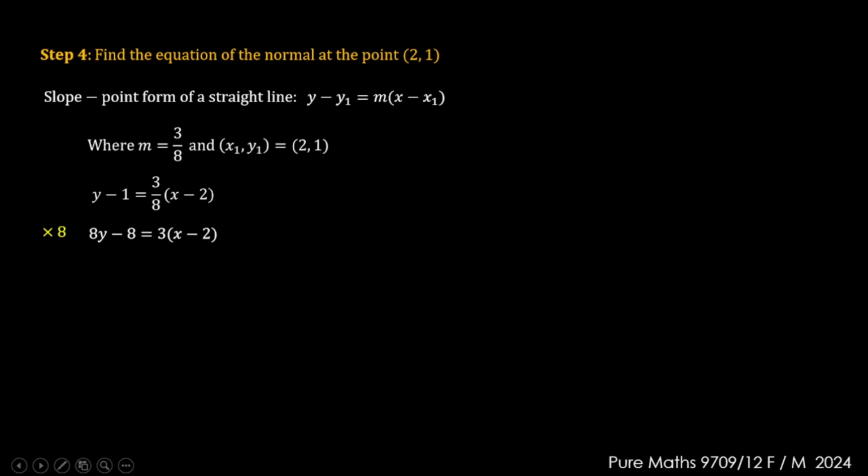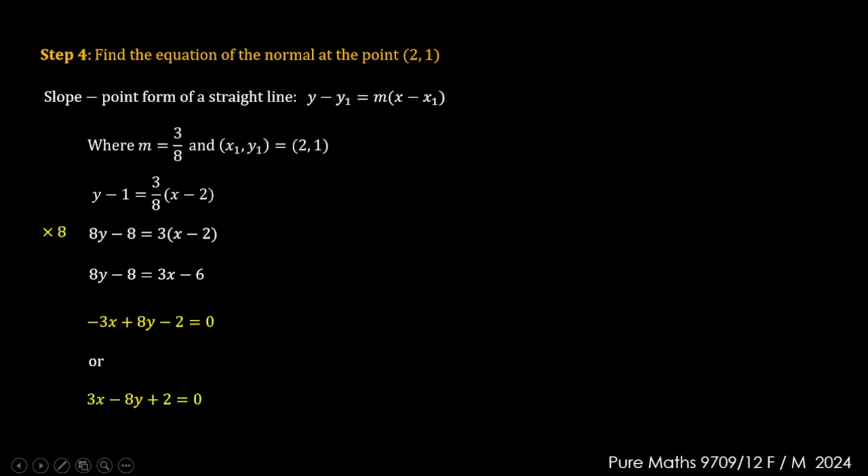That will remove this 8 in the denominator here. So we get 8y minus 8 equals 3 times (x minus 2). And then we can simplify. We get 8y minus 8 equals 3x minus 6. Our final answer then is -3x plus 8y minus 2 equals 0, or 3x minus 8y plus 2 equals 0.